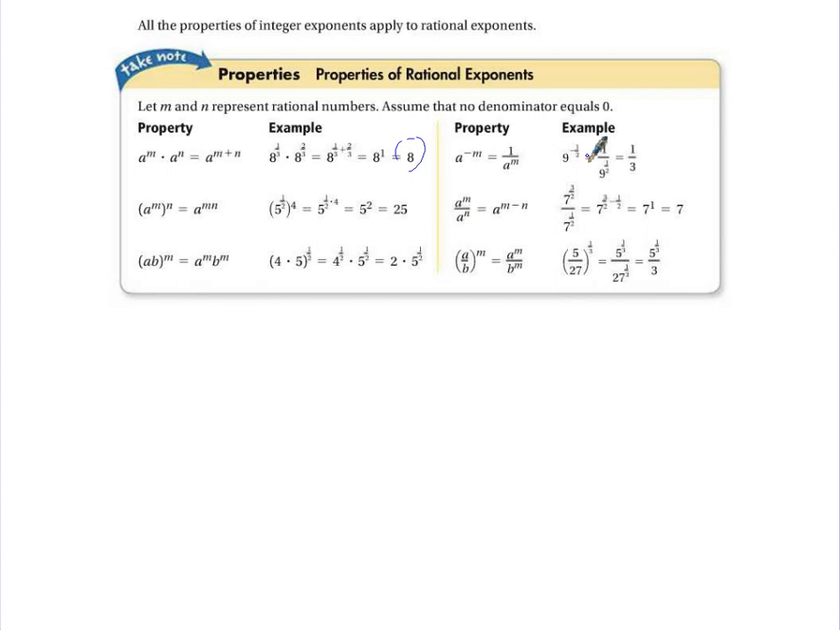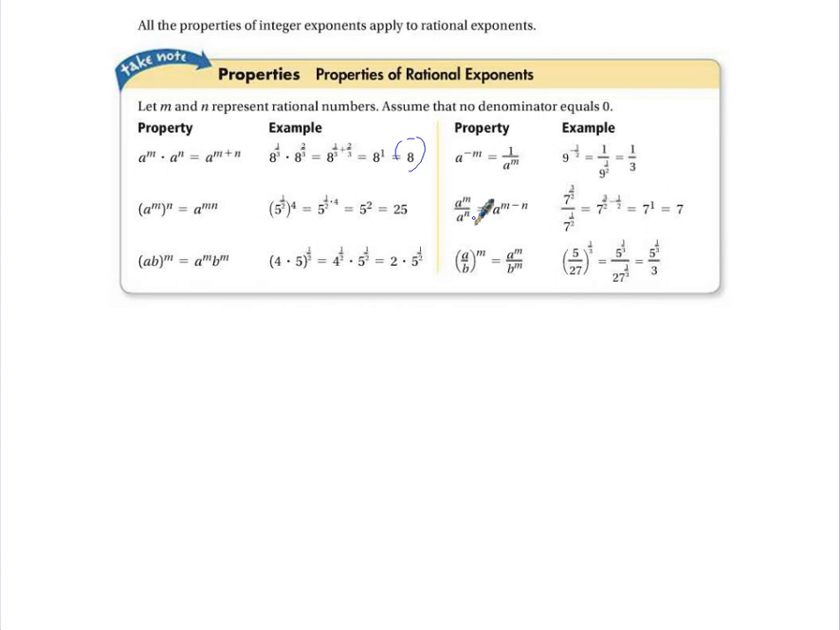When I have a negative exponent, it means put 1 over that base with a positive exponent. So if I put 1 over my base, which is 9, to the positive 1/2, 9 to the positive 1/2 is the same as saying the square root of 9, which is 3. So we wind up with 1/3.